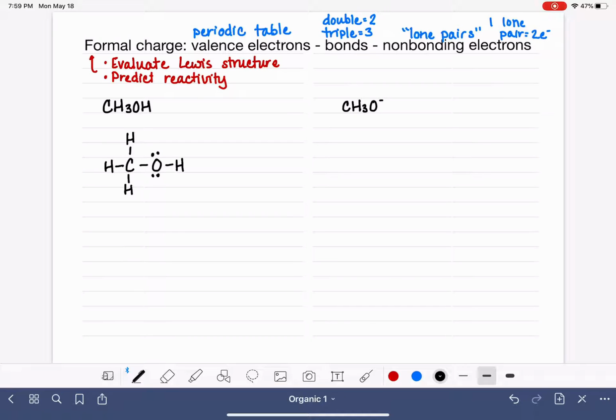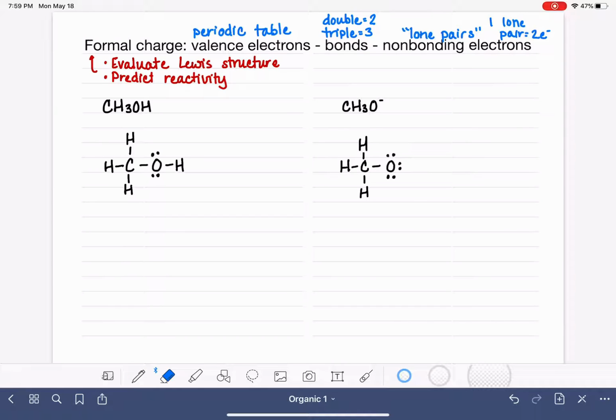And let's just go ahead and draw the Lewis structure for the other molecule as well, CH3O-. So for this one, this is a little bit trickier to predict. This molecule simply has 1 less hydrogen. And so that's what its structure would look like.